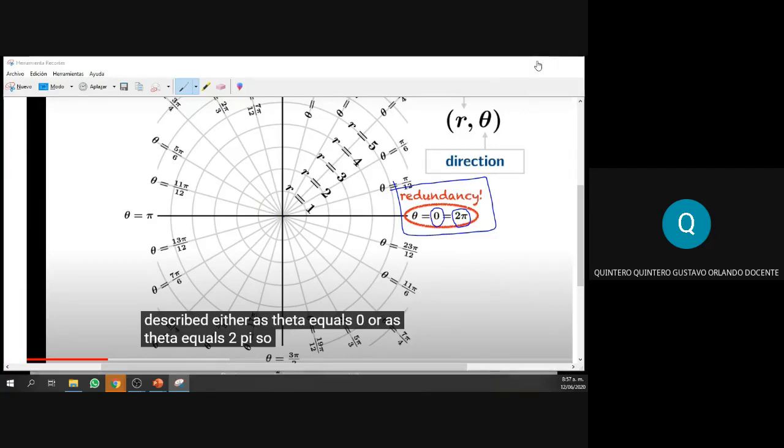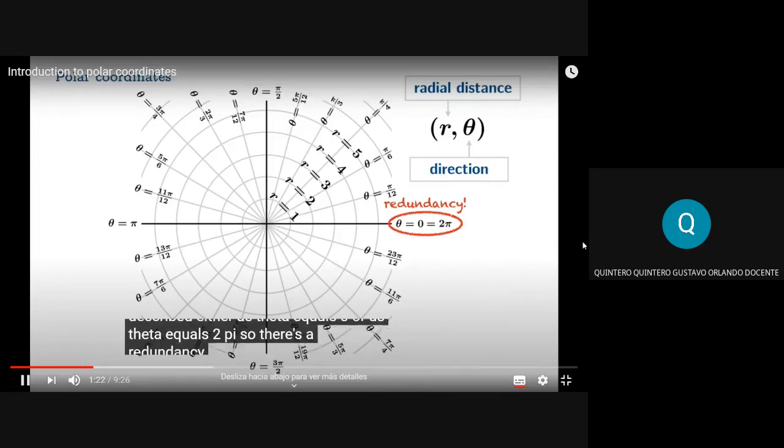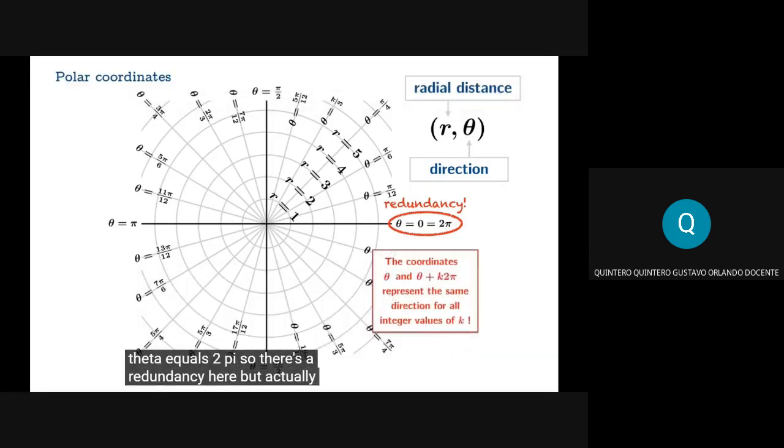Let's continue with the video. So there's a redundancy here, but actually there's a redundancy everywhere. The coordinates theta and theta plus k times 2 pi represent the same direction for all integer values of k.